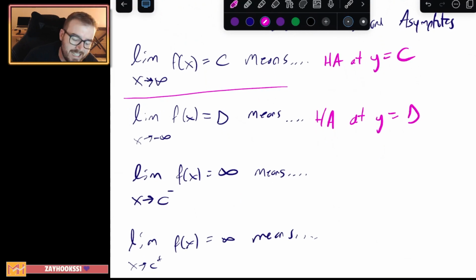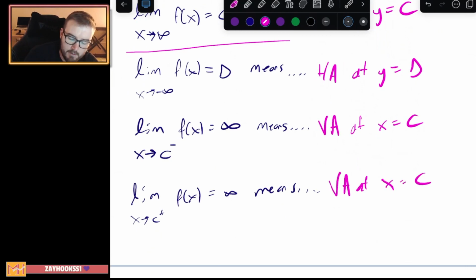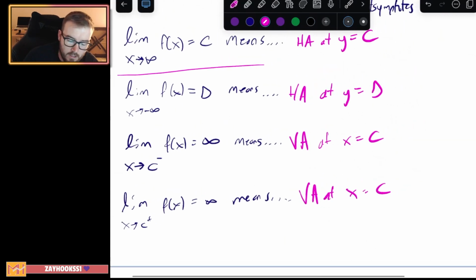As we approach c from the left, we're going to infinity. What does this mean? There's a vertical asymptote at x equals c. As we approach c from the right, we're also going to infinity. What does this mean? There's a vertical asymptote at x equals c.